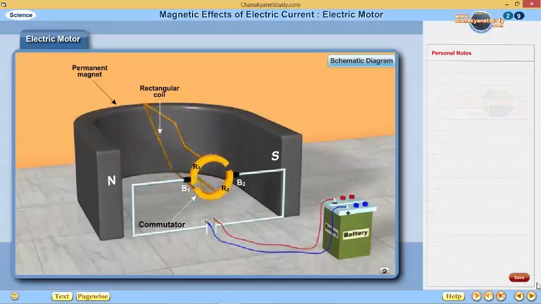Split ring commutator: it consists of 2 halves of a metallic ring. The ends of the armature coil are connected to these rings. The commutator reverses the direction of current in the armature coil. Brushes: 2 carbon brushes B1 and B2 are used to press the commutator. Battery: the battery supplies the current to the armature coil.